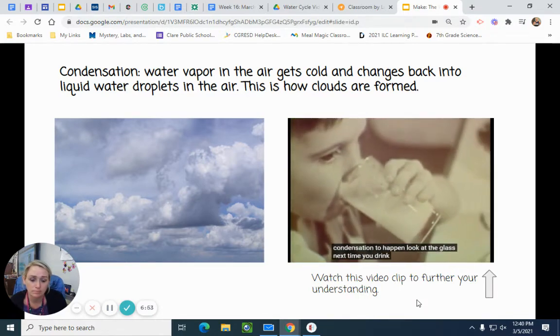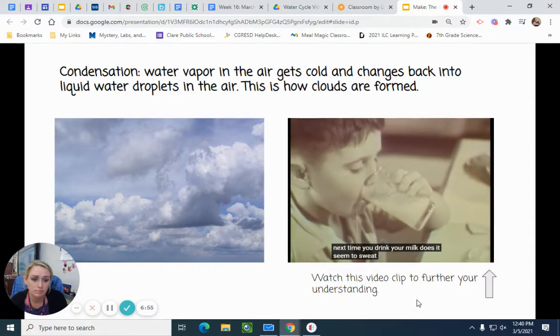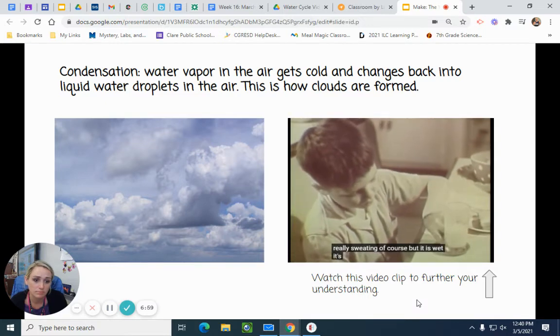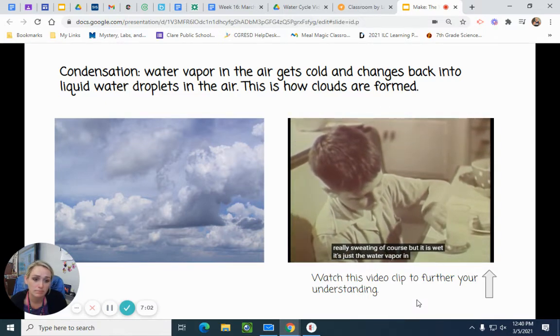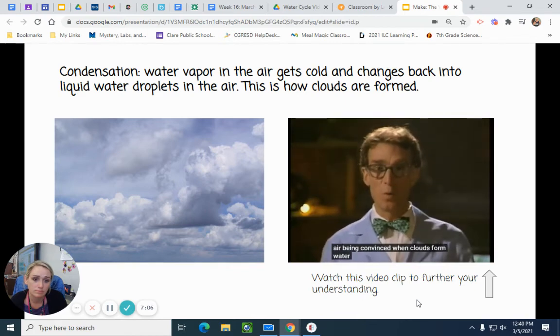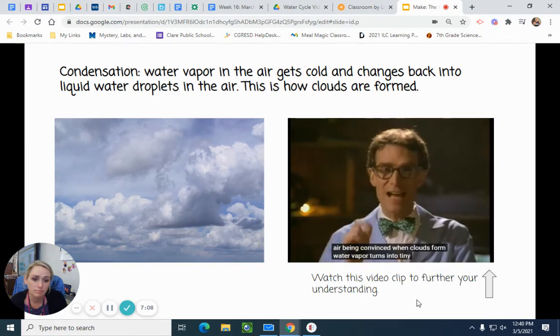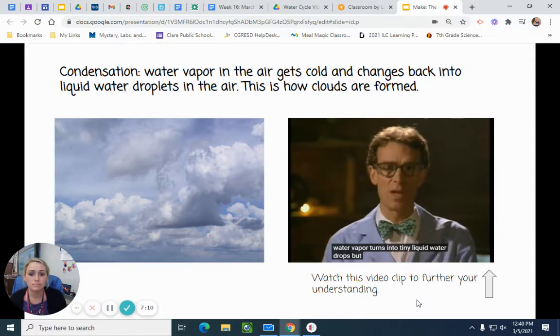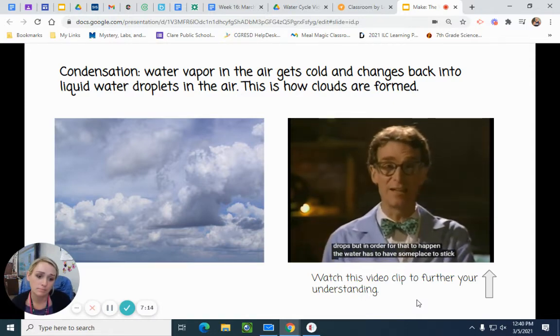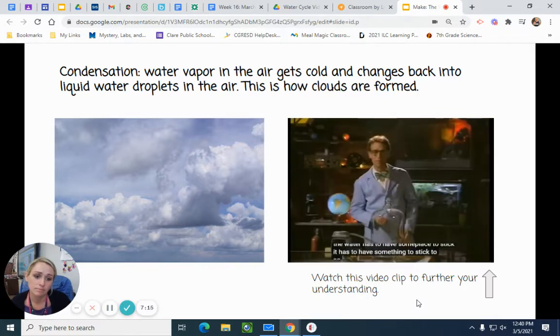Look at the glass next time you drink your milk. Does it seem to sweat? Well, the glass isn't really sweating, of course, but it is wet. It's just the water vapor in the nearby air being condensed. When clouds form, water vapor turns into tiny liquid water drops. But in order for that to happen, the water has to have something to stick to.